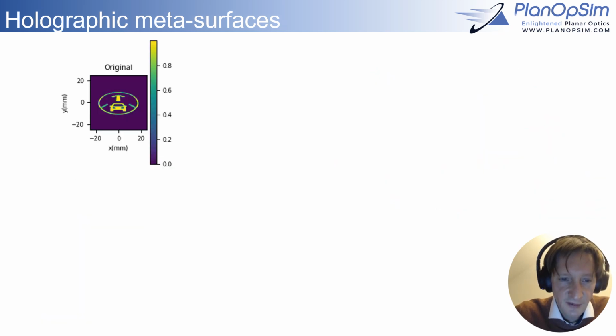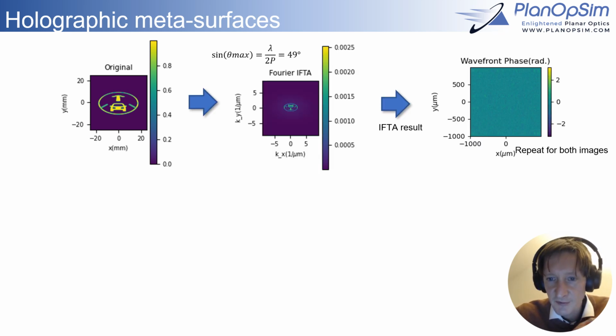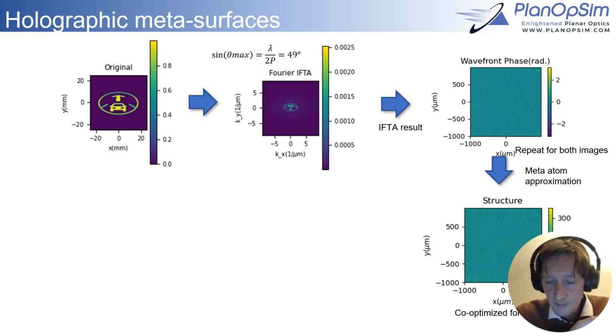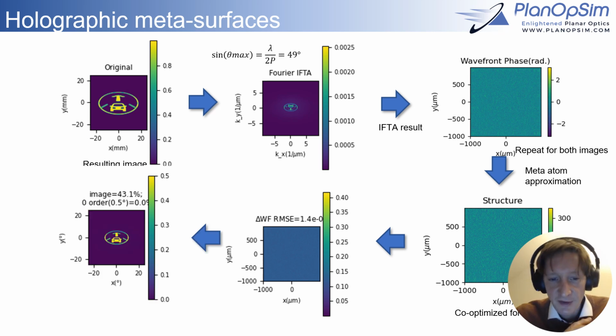But once we have this library, we can then send in our target image, apply the IFTA, so we calculate the required phase profile. We then reproduce that phase profile using our metaatoms and calculate back what would be the wavefront error, and finally also the projected image. And this is the design. This is all still on the computer.